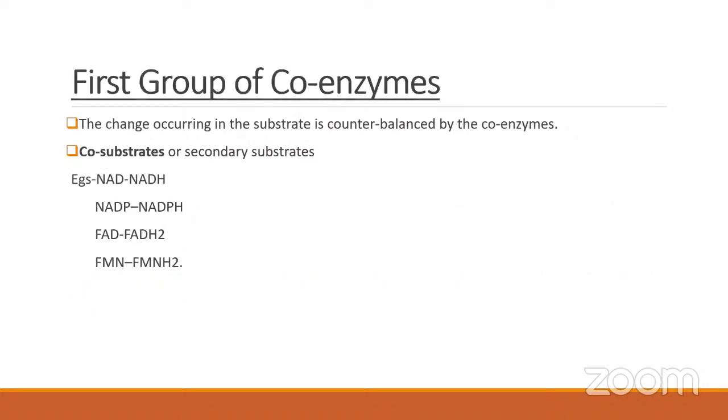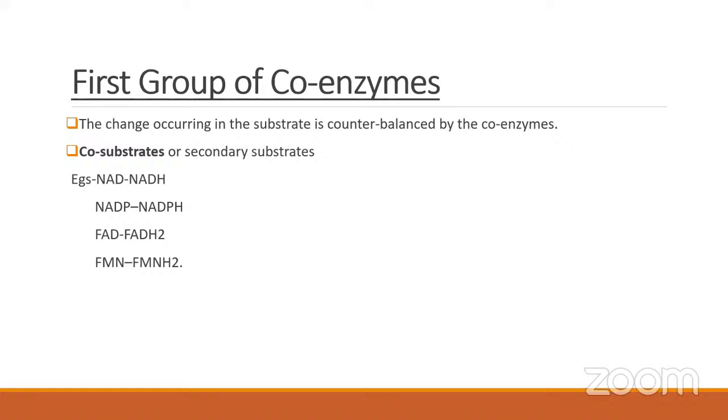So the first group of substances, as I said, will transfer or accept hydrogen atoms or electrons. For example, the first group of coenzymes are NAD, NADH. NAD is nicotinamide adenine dinucleotide. These are derivatives of vitamin B complex. NAD, NADH, NADP, NADPH, FAD, FADH2, FMN, FMNH2. These are the examples of the first group of coenzymes, and these are all vitamin B complex. You will all learn what these are in your vitamin classes.